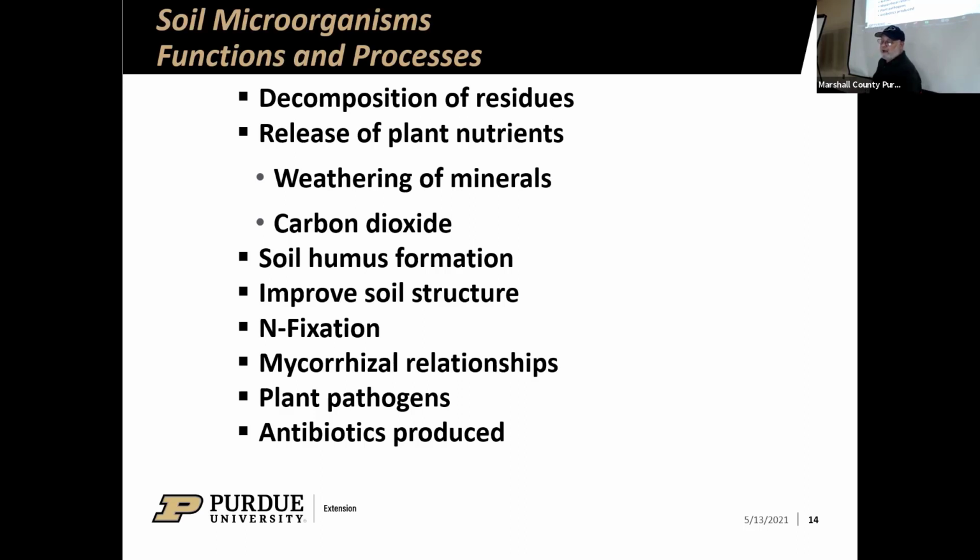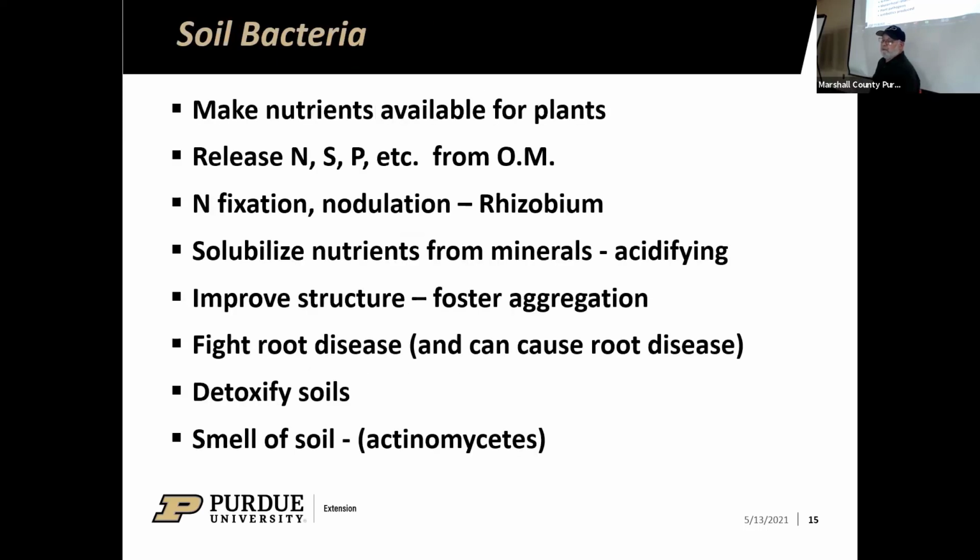Some of them are plant pathogens, and that percent actually increases in poor soil health sites. So if you don't have a lot of active organic matter, there's one shift in microorganisms, and there'll be a higher percent of plant pathogens compared to a healthy soil. And antibiotics are produced, so they're doing some key functions in our soils that create soil health and also plant health.